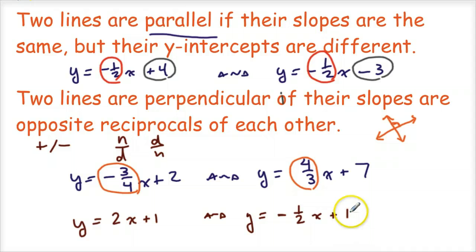So like I said, if the y-intercepts are the same, then that means that's where these two lines intersect. And so this has an opposite reciprocal slope of this line, so that's why we would know that these two lines here are perpendicular.